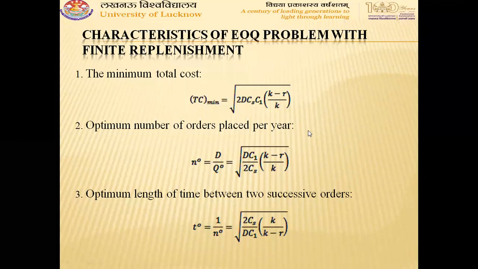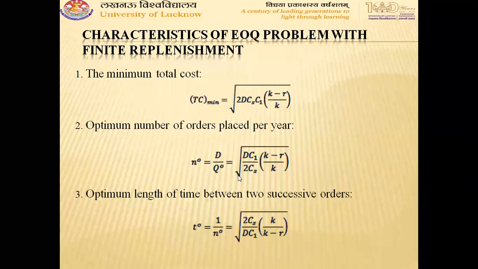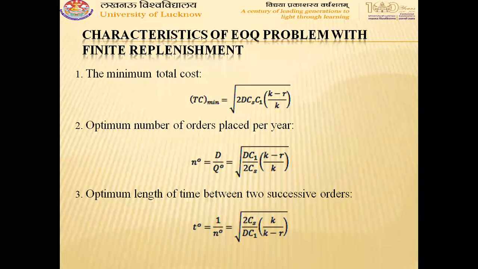Now what will be the optimum number of orders per year? So it was also seen that d equals nq. So n naught will be d upon q naught, which will give root dc1 upon 2 Cs into k minus r upon k.